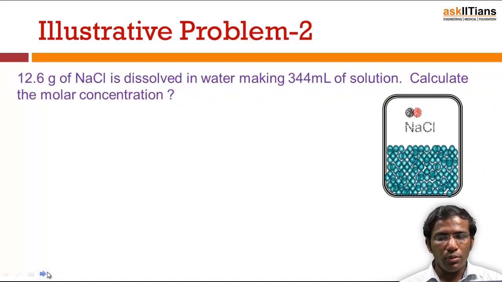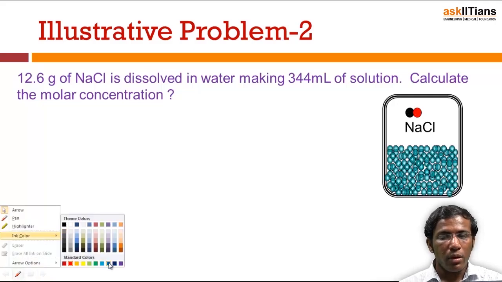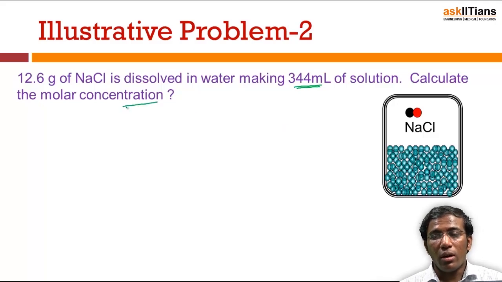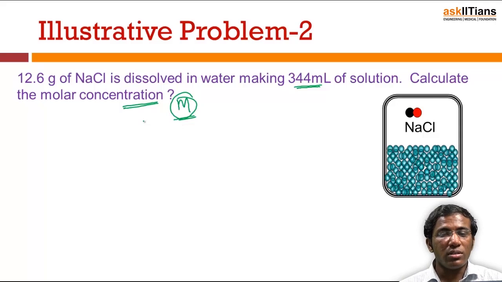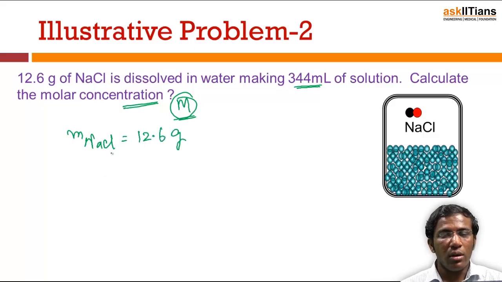Let's solve one more problem based on this, that is illustrative problem 2. Here we have 12.6 grams of NaCl dissolved in water, making 344 ml of solution. Calculate the molar concentration. Molar concentration is nothing but its molarity. So you need to calculate molarity, and the mass of NaCl is given, that is 12.6 grams.